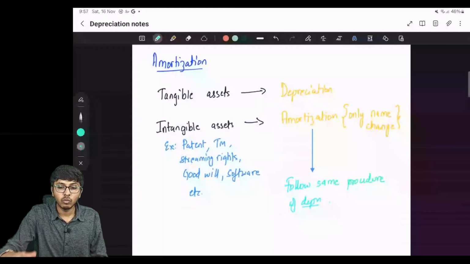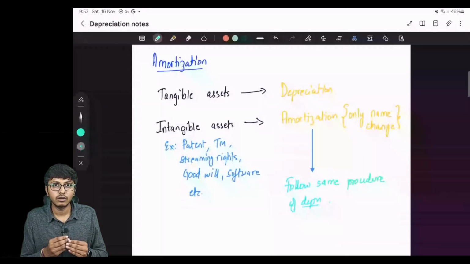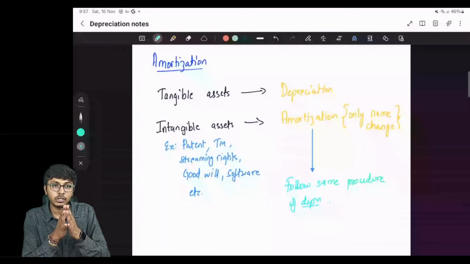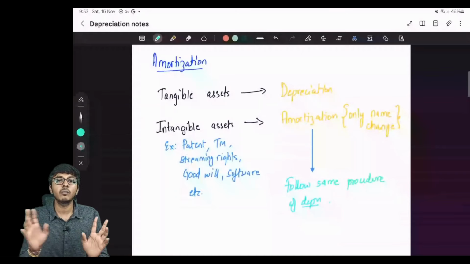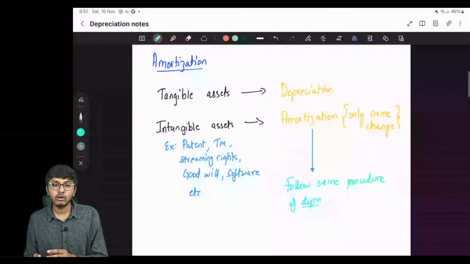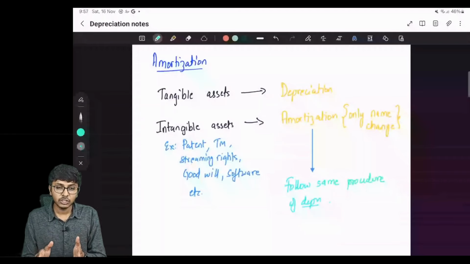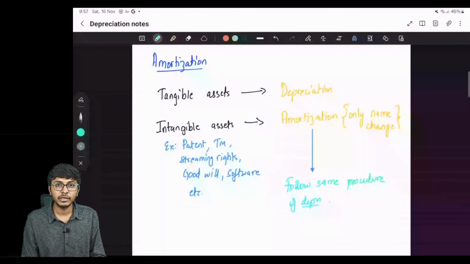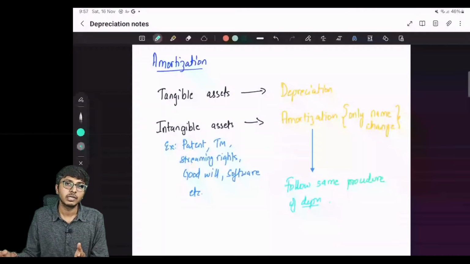Now when you want to depreciate these assets, which are intangible assets, you can depreciate, but that nomenclature of depreciation changes to amortization. That's it. The method of depreciation, everything is the same. Only depreciation of an intangible asset is called amortization. So there is nothing different. You don't have to panic. There is nothing new in this. So amortization is nothing but depreciation of an intangible asset.